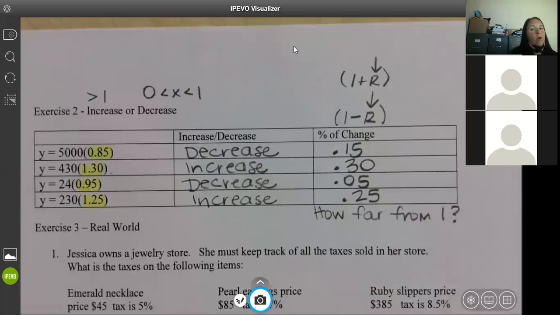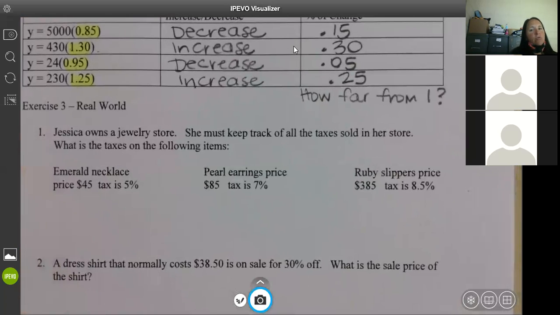All right, real world problems. Jessica owns a jewelry store. She must keep track of all the taxes on items sold in her store. What are the taxes on the following items? So it just wants the tax, okay? So how much is she going to pay in tax? So an emerald necklace price is 45, tax is 5%.